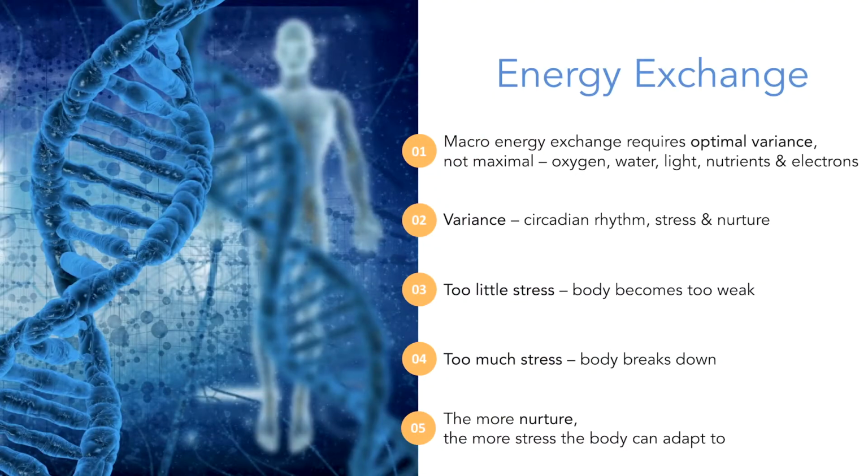So let's just look at some other formats of variance. So one, there's circadian rhythm. When you get up in the morning, you're exposed to blue light. You go during the day, and then in the evening the sun goes down, things get orange, and you go to sleep. That's just an example of the variance that's happening in a 24-hour cycle.